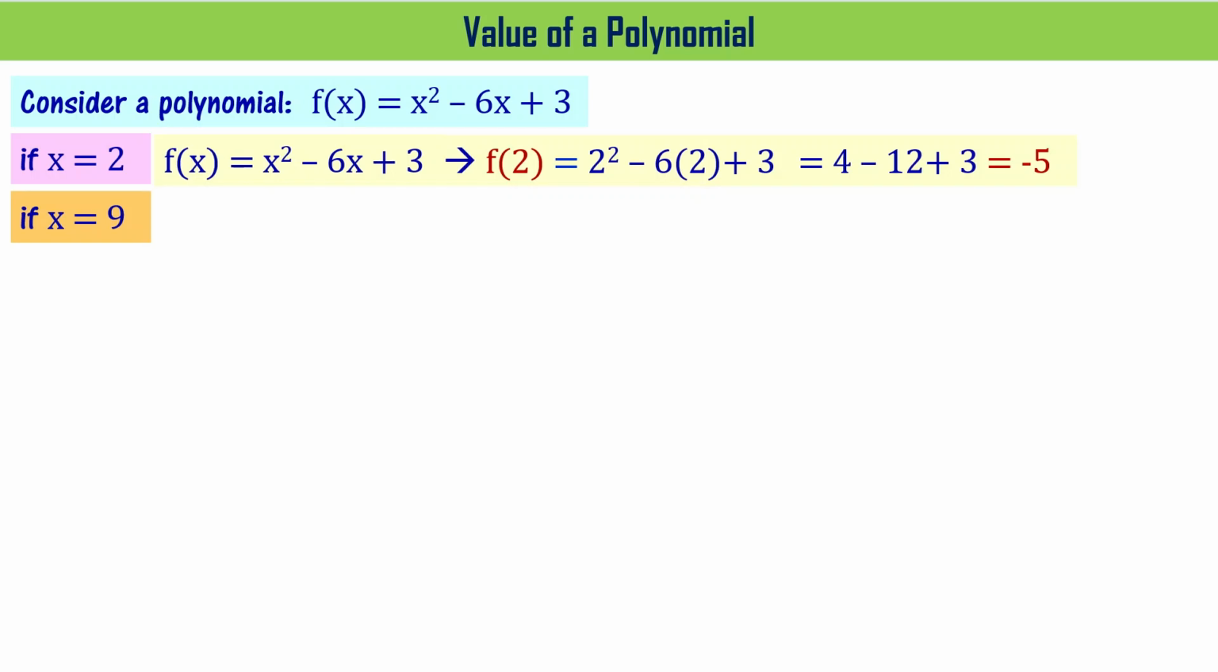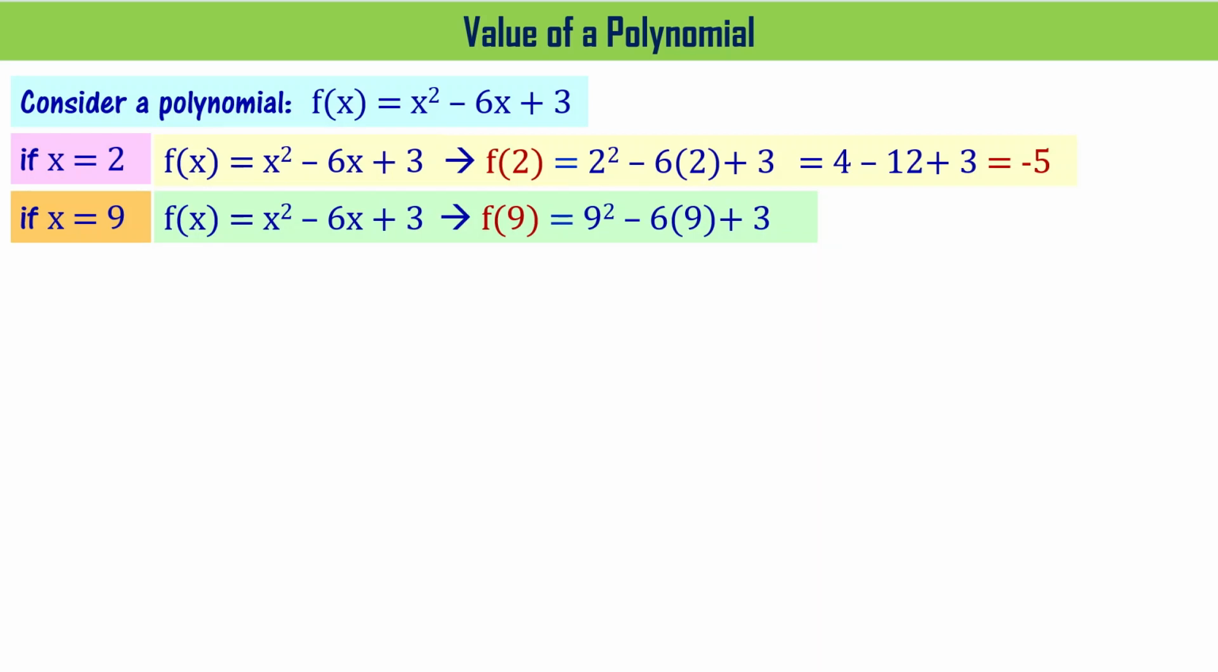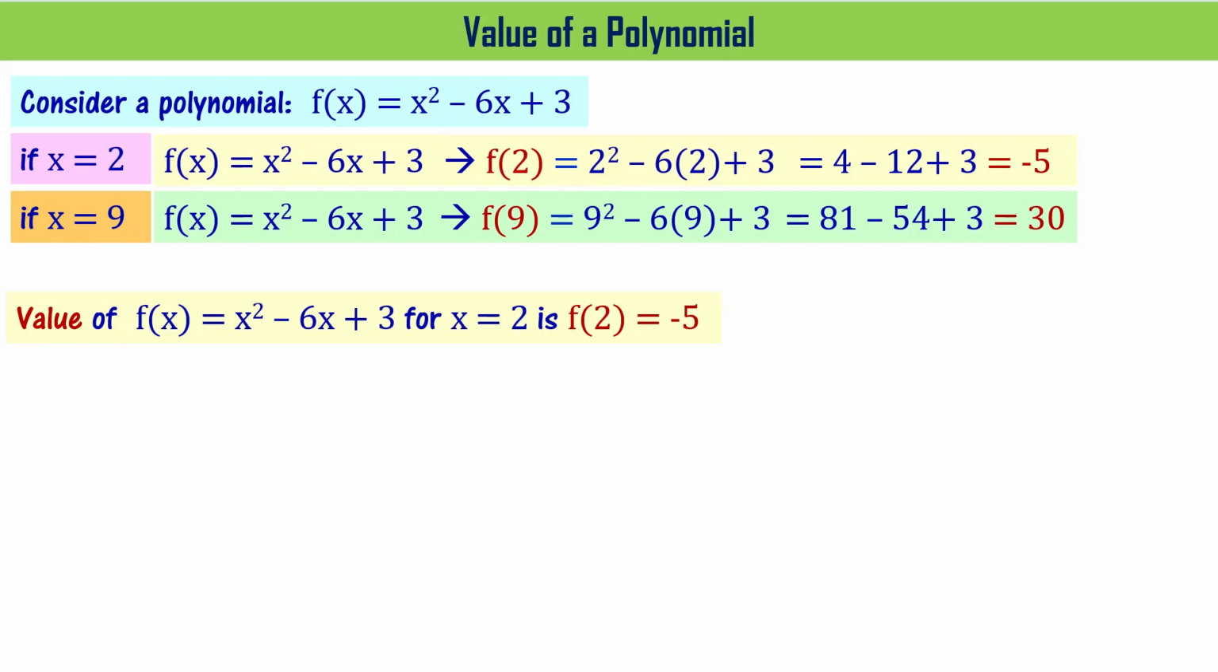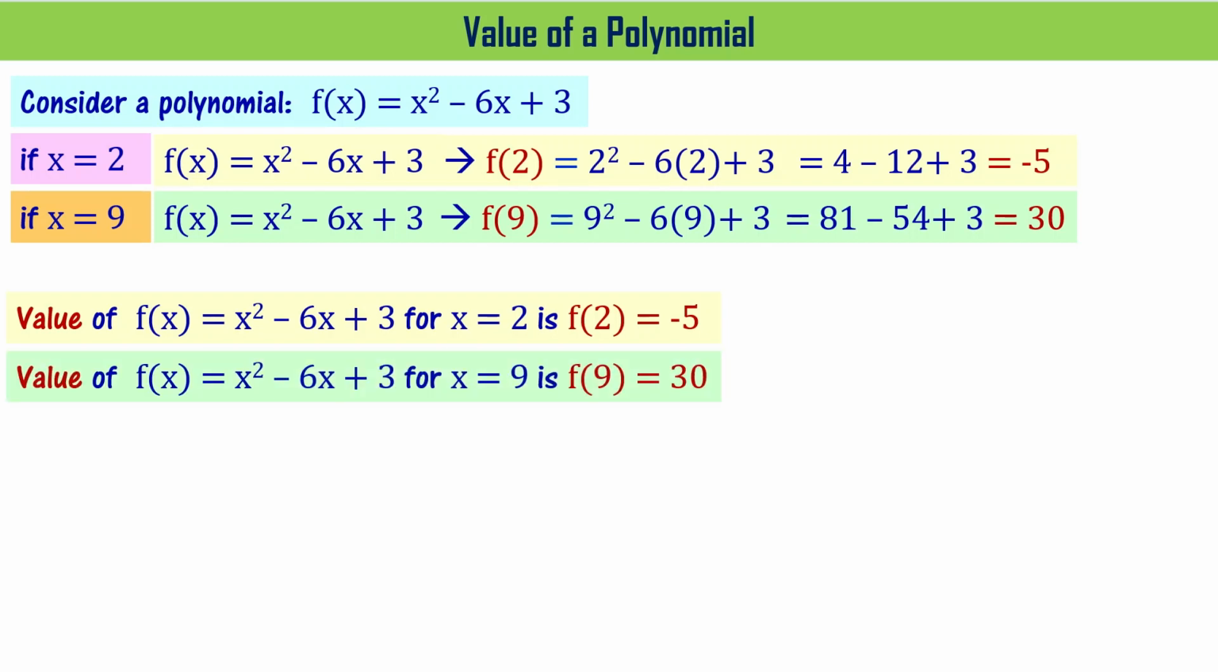Similarly, if x equal to 9, then f of x can be written as f of 9, that is equal to 9 square minus 6 times 9 plus 3. When you simplify it, you get f of 9 as 30. Please take a note of this. So now we can say that value of f of x equal to x square minus 6x plus 3 for x equal to 2 is minus 5. That can be written as f of 2 equal to minus 5. Similarly, value of f of x for x equal to 9 is denoted using f of 9, that is equal to 30. Please take a note of this.